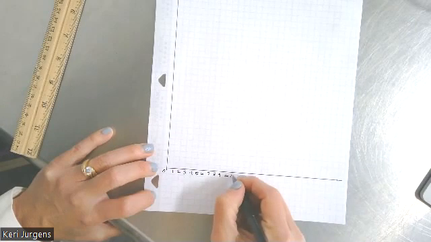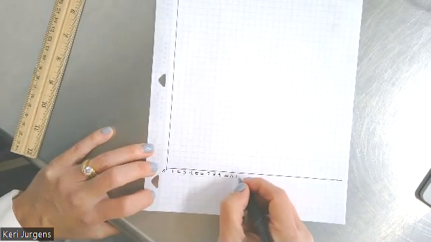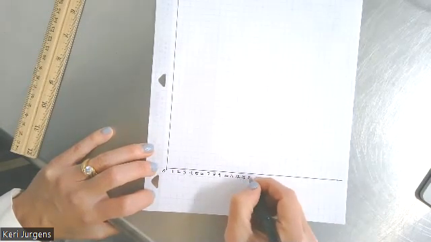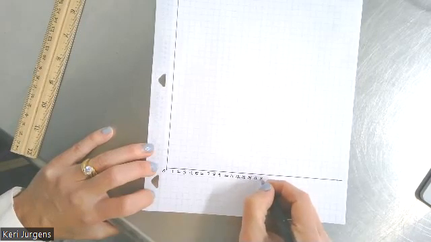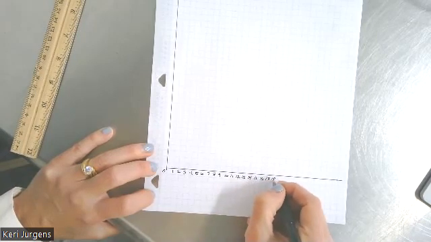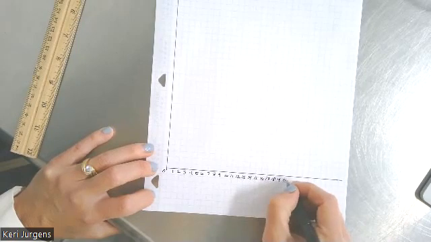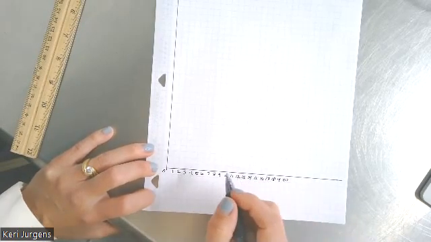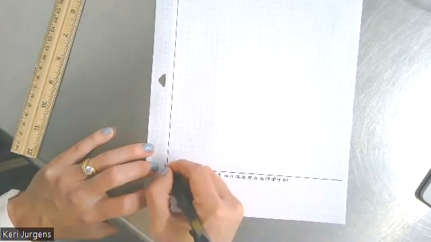And for your x-axis, go all the way up to 18. You can go to 20 if you want. And then for your y-axis, go all the way up to 19.